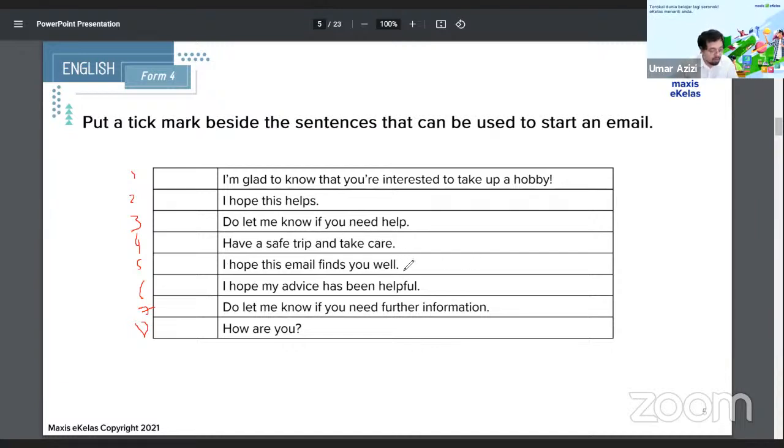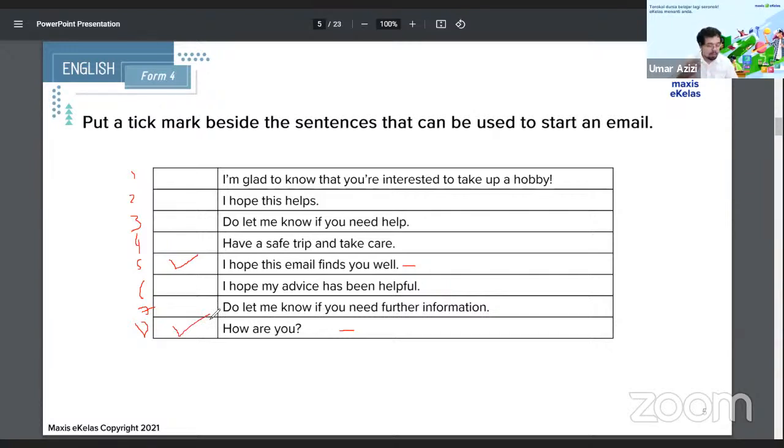So I think Shafullah Nasir says 5 yes. Okay, number 6, I hope my advice has been helpful. Rian also answers number 5 as yes. Number 7, do let me know if you need further information. No one says that. And number 8, how are you? Also an answer. So we put answer for 5 and 8.